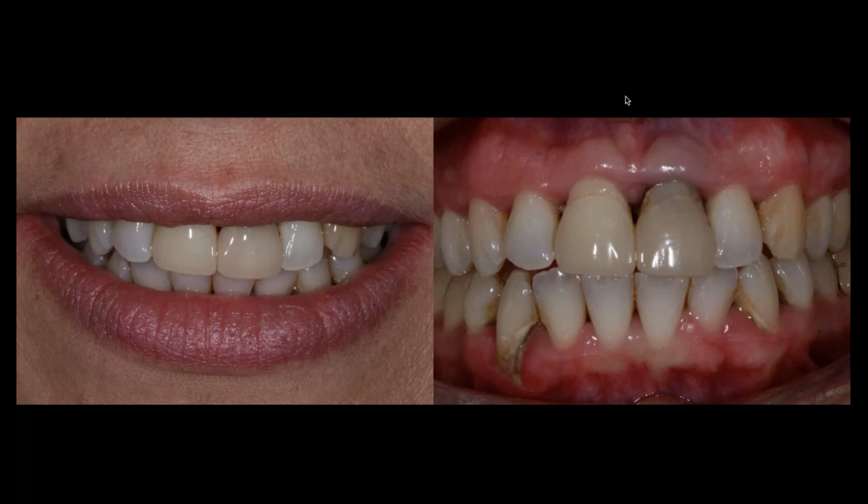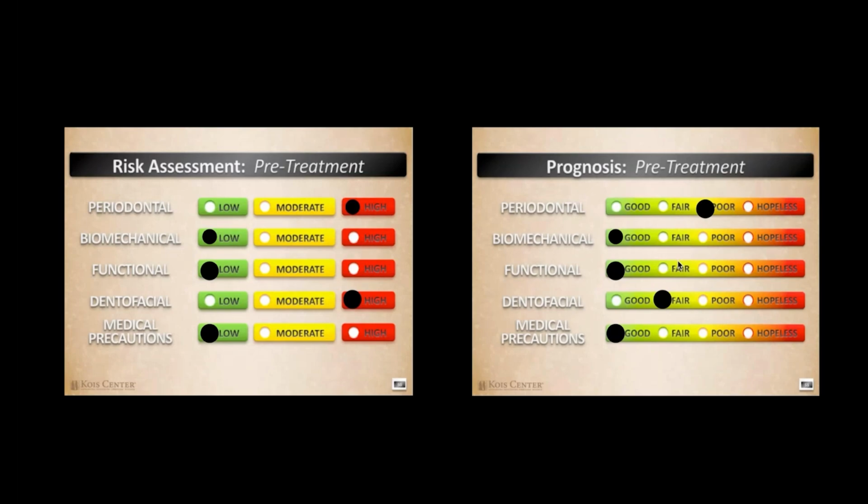Also, the functional concern of where the teeth were hitting on the lower, the loss of tissue, the dark preps. I mean, so many things we can go on about here, right? So we went through our risk assessment all those years ago. The periodontal was high risk for us. The biomechanics was okay.